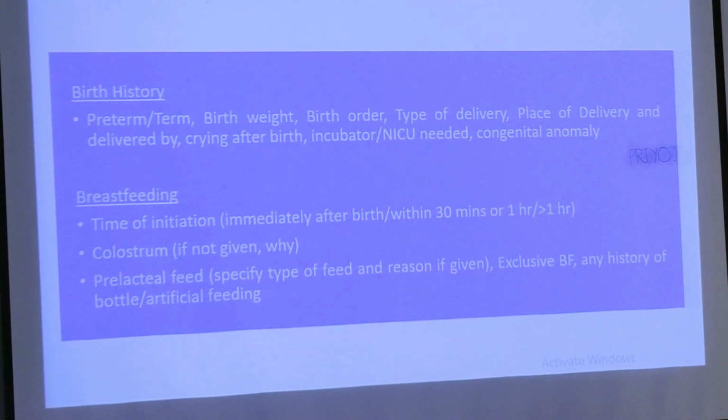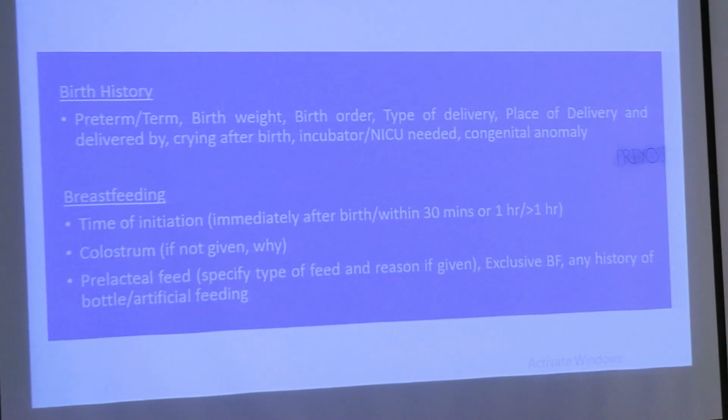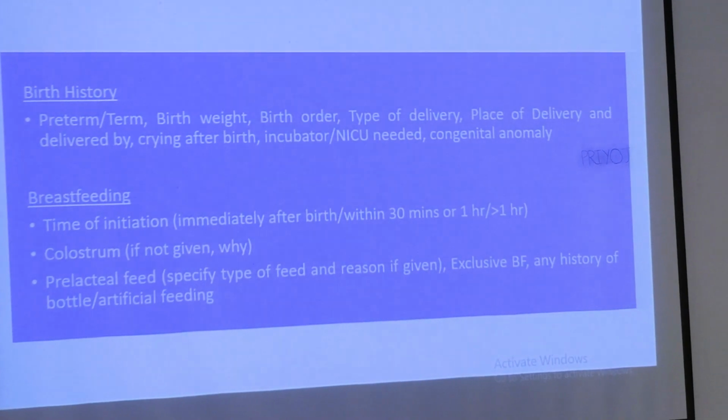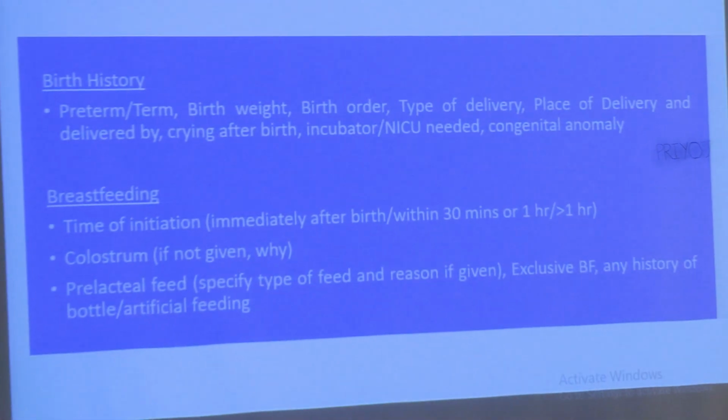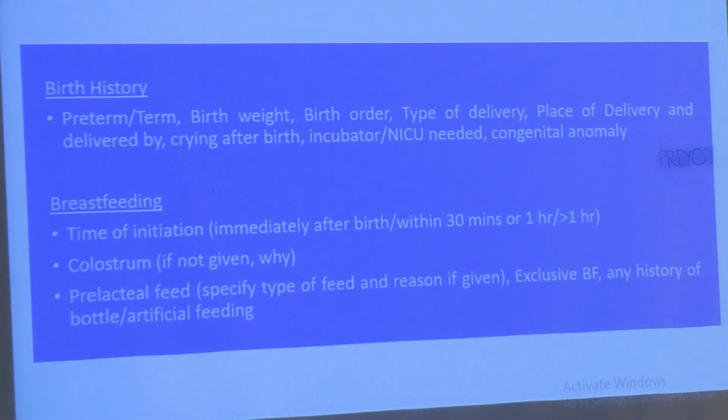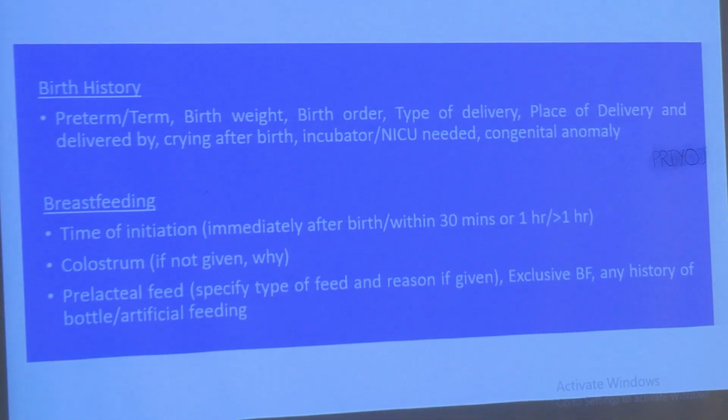Feeding history I have already told: time of initiation, colostrum, prelacteal feeding, exclusive breastfeeding, any history of bottle or artificial feeding, any milk other than mother's milk given in the first 6 months or not. And after that, when did the complementary feeding start? That is, at the end of 6 months, the baby now starts to take some other food other than mother's breast milk. That is complementary feeding. Before it used to be called weaning, now it is termed complementary feeding.